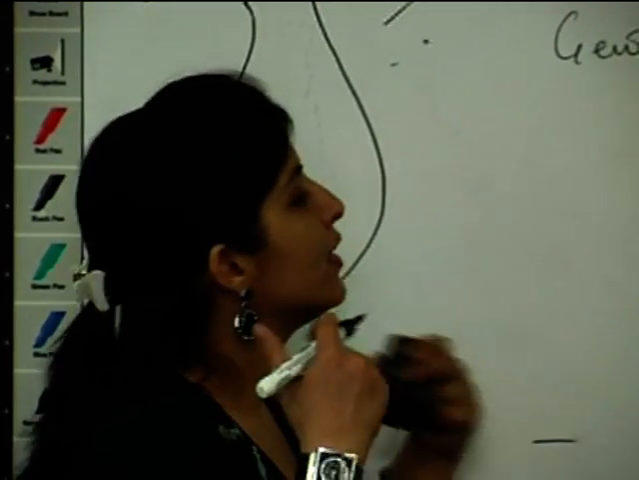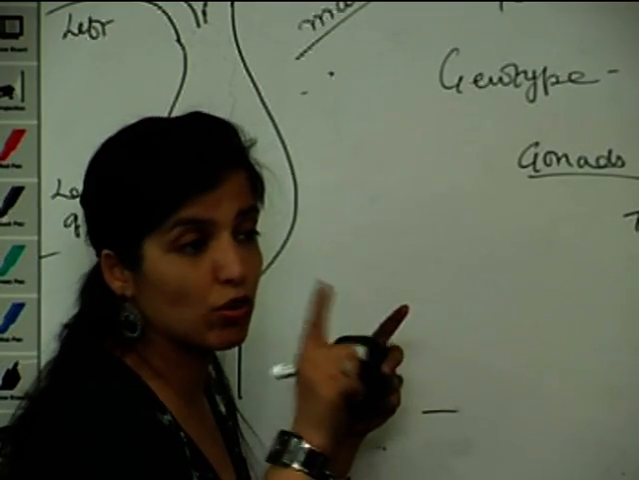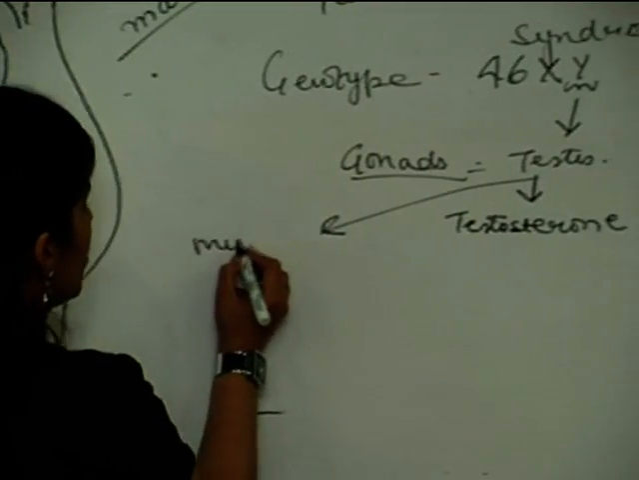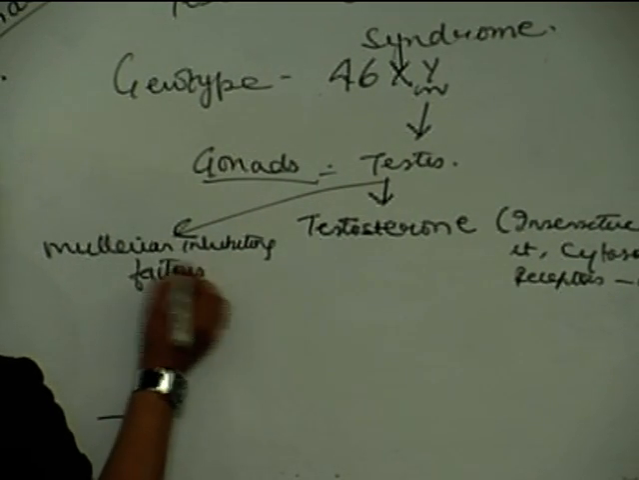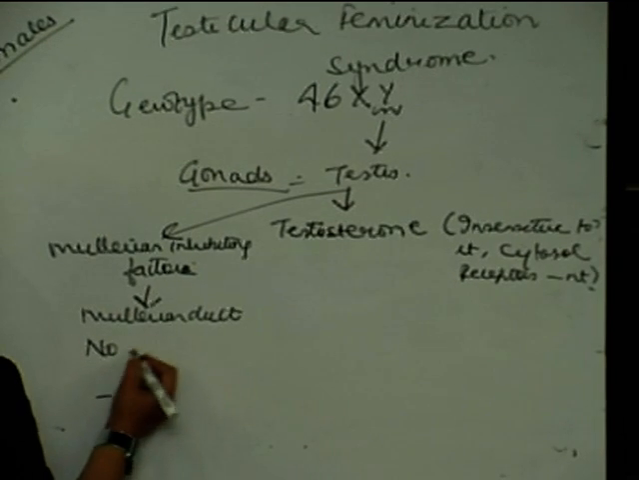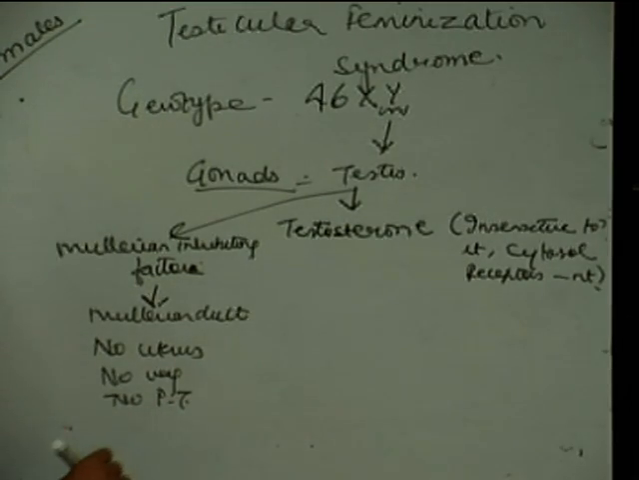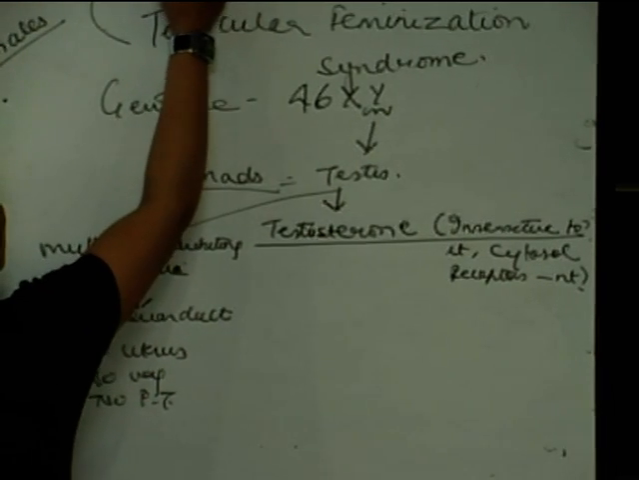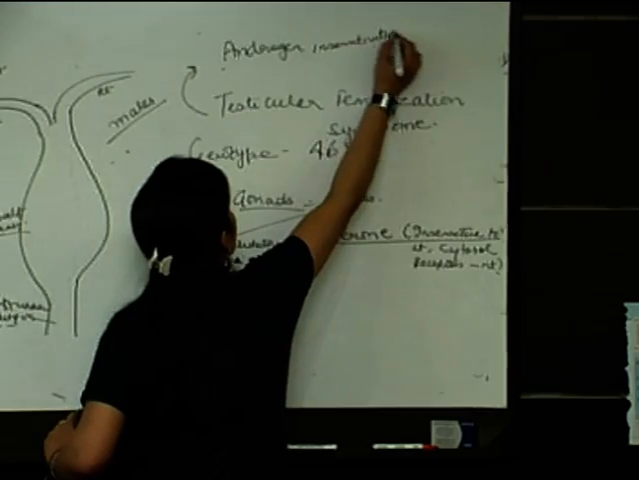Now these males are insensitive to testosterone. That is one problem. Then I told you that testes also secrete Mullerian inhibiting factor. This I told you when we were doing a live lecture in our OBS. Because testes are secreting Mullerian inhibiting factor, the Mullerian duct is inhibited, and so they do not have any uterus, no vagina and no fallopian tube, like all males. Because they are insensitive to testosterone, this syndrome is also called androgen insensitivity syndrome.